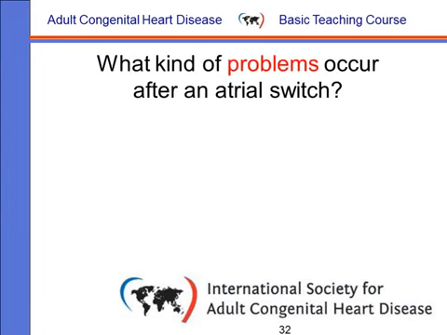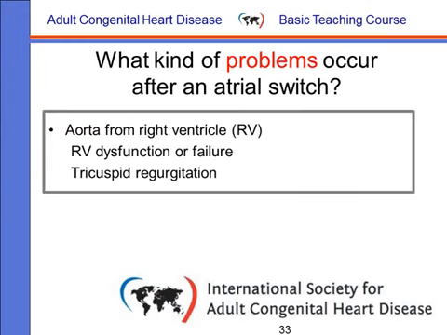Surgical treatment of transposition of the great arteries is considered one of the triumphs of cardiac surgery. From an almost certain death in the first year of life, now a big chance to survive until adulthood. But still quite a lot of patients developed problems during follow-up. Because the aorta was still coming from the right ventricle, and the right ventricle is not built to sustain systemic circulation, right ventricular dysfunction or failure can develop. And when a ventricle fails, it dilates, and tricuspid regurgitation can develop as well.